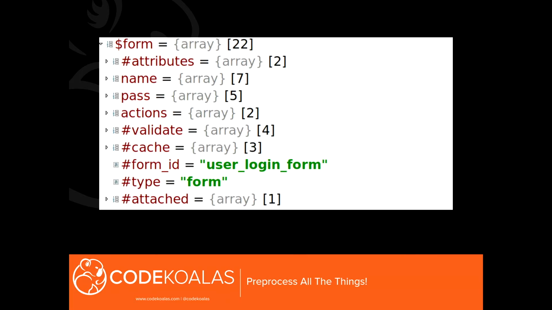So this is the xdebug from a form. Just some of the things that you can see here. You have the form ID, so you can do an if statement to specify we're on this form. You have the name field, the password field, the attributes, which would have the classes in it. You have your validate functions and your caching. And your attached is where you can add JavaScript or CSS libraries, if you want to slap Views onto a form to make it more dynamic.